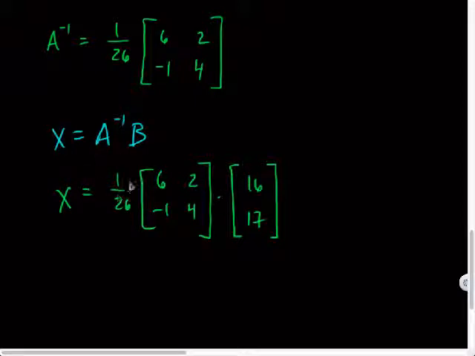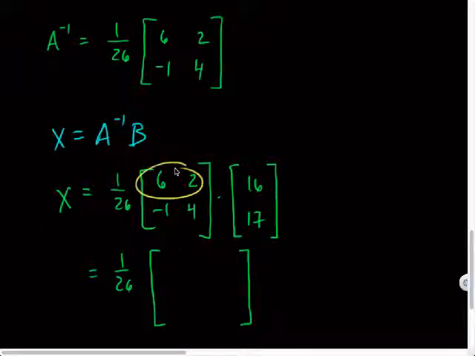So in order to multiply this out, like I said, I'm going to save this scalar until the very end. Let's multiply these matrices first. So 1/26. And a 2 by 2 times a 2 by 1 is going to give me a 2 by 1. Let's multiply first row by first column to get my first row, first column element. So 6 times 16. 60 plus 36 is what? 96. Plus 2 times 17 is what? 34.